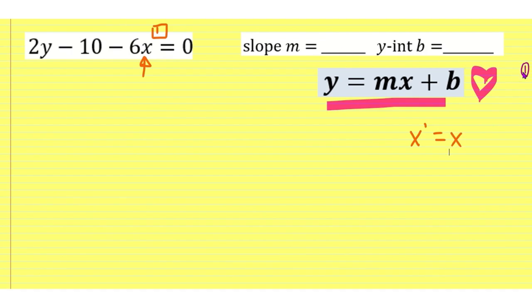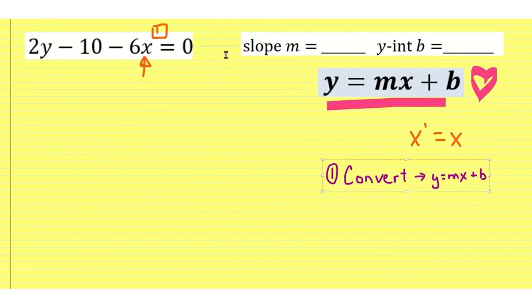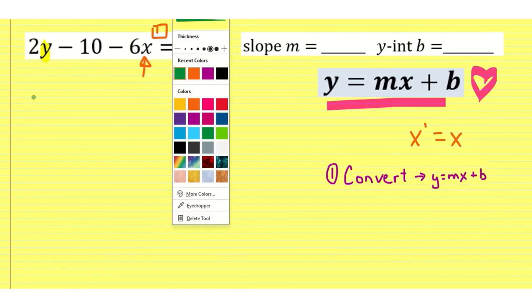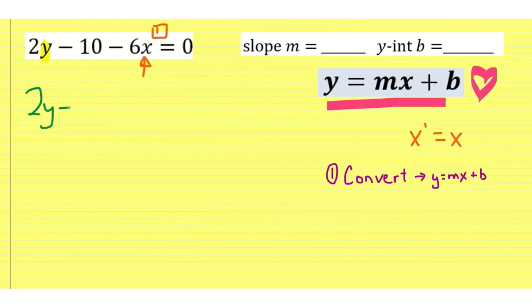Okay, we want to convert it to the y equals mx plus b format, which means that we are going to solve for this y. That's what we're going to do. Okay, so let's go ahead and rewrite this. I want to make sure I have plenty of room to work here. Okay, so I got 2y minus 10 minus 6x equals 0.